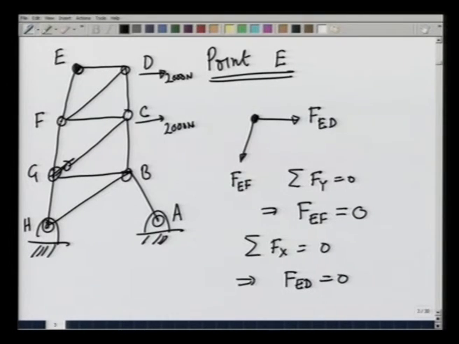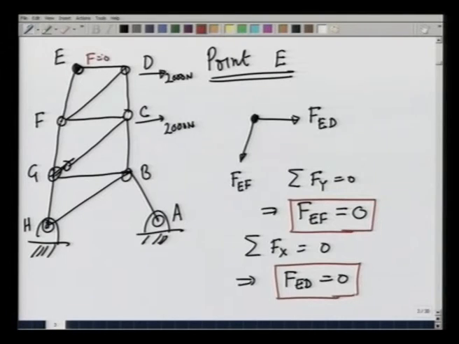So, starting from point E, I get two answers right away, that the forces in the members F E F and F E D are 0. This force is 0, this force is 0. Now, if I go to point D here, there are only two unknown forces here, F D C and F F D, and therefore, I can determine both from the two force balance equations.